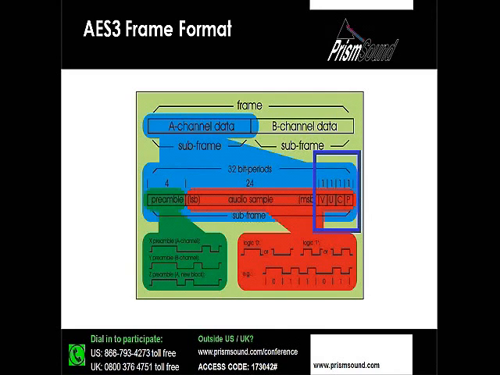Moving on now, the last 4 utility bits that are in the frame, in the subframe, are the validity bit, the user bit, the channel status bit, and the parity bit. So what I'll do is focus here on the channel status bit, because this is where the bulk of the metadata is presented. Now there is a validity bit that is transmitted, and I'll relate a story that relates to that as we get on in the presentation.